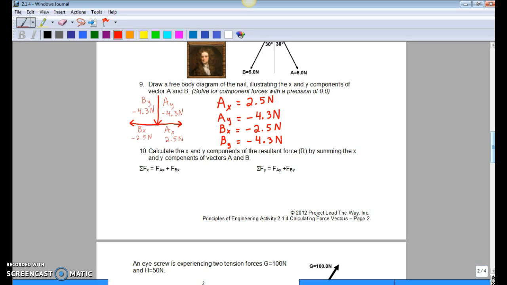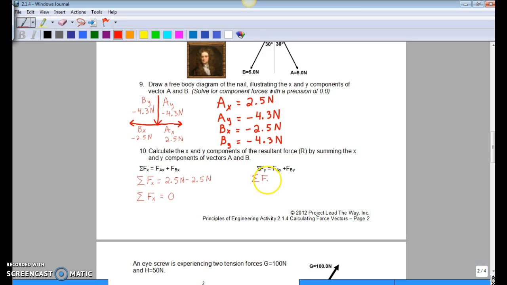So what we're saying is we're going to sum the forces in the x direction. The only two x direction forces are force A sub x and B sub x. So our summation of forces in the x direction is positive 2.5 minus 2.5, or plus the opposite 2.5. So the sum of forces in the x direction is 0. Our resultant is 0.